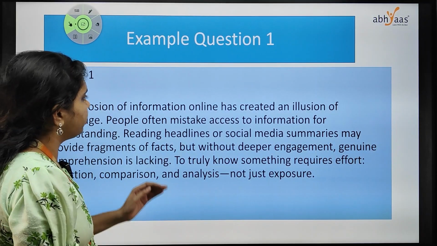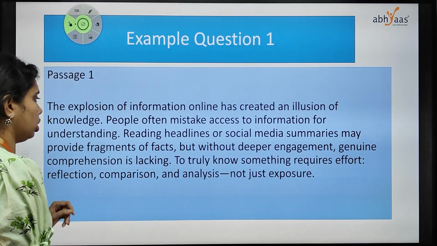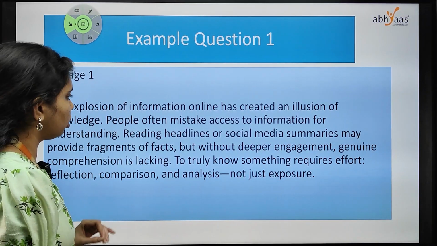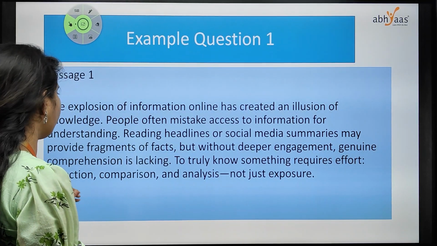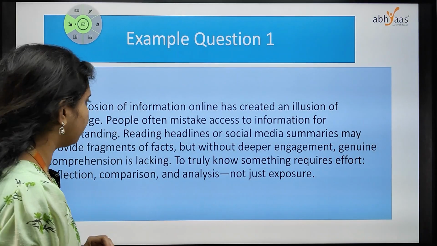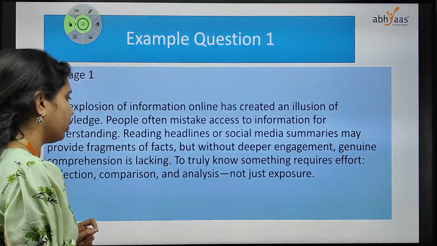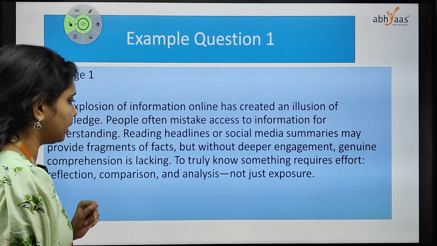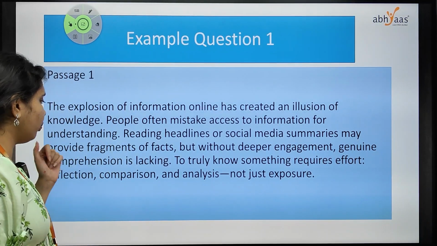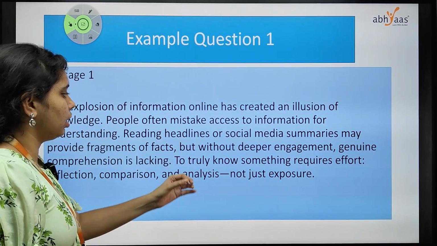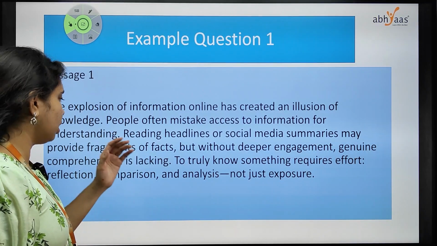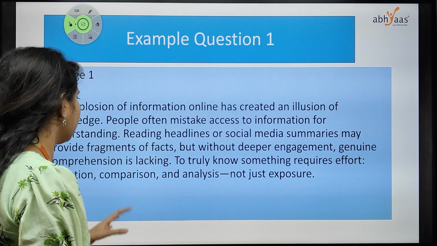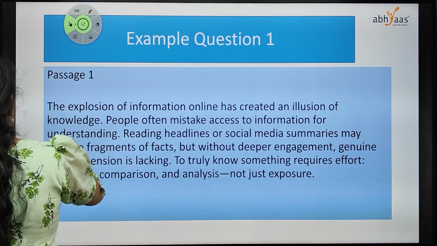The explosion of information online has created an illusion of knowledge. People often mistake access to information for understanding. Reading headlines or social media summaries may provide fragments of facts, but without deeper engagement, genuine comprehension is lacking. To truly know something requires effort, reflection, comparison, and analysis, not just exposure. So the main point here is it's not about the exposure, it's about the effort you put in, the reflection you bring, and the analysis, right? That's what he's trying to emphasize here. Let's look at the question.